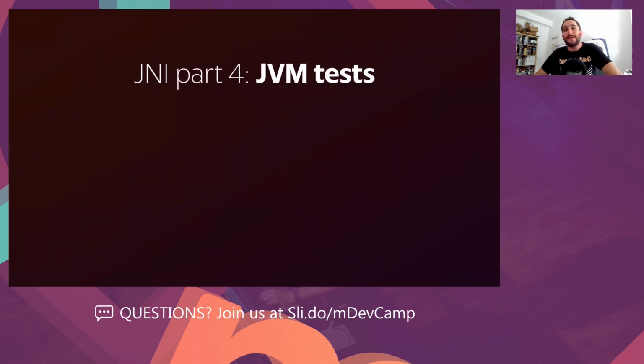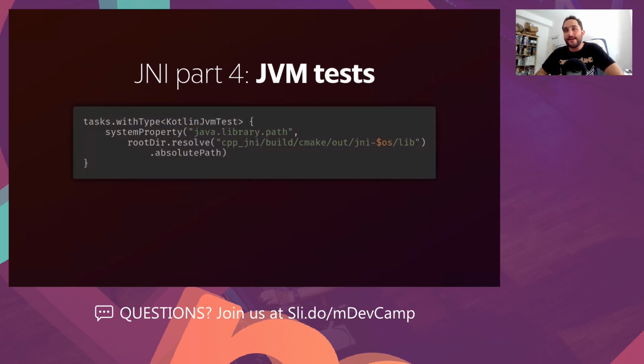But we still need to tell Gradle, to tell the JVM, where is the library. So we need to configure the Gradle test task to add the library to its library path. And then finally, we can run the tests with Gradle.